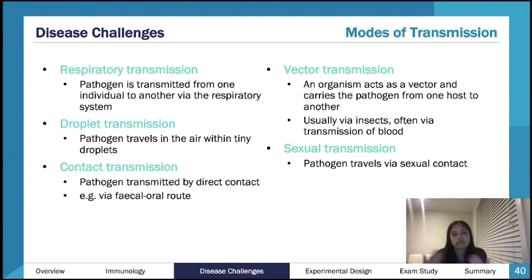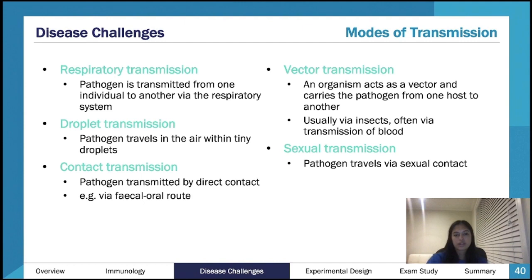Vector transmission. We talked about malaria at the start, this idea of the pathogen often being a little parasite in that vector, and then that gets transmitted as well. So with malaria, for example, that's about avoiding the vector, preventing being bitten by a mosquito, getting rid of mosquito breeding grounds, that sort of thing. And then sexual transmission, so bodily fluids, pathogens spreading that way, like your STDs and all that sort of stuff.